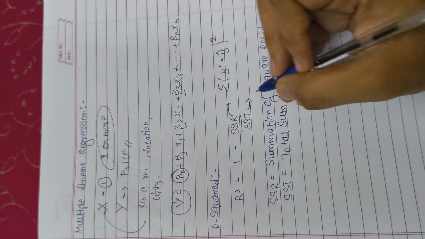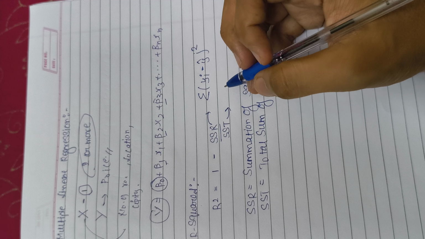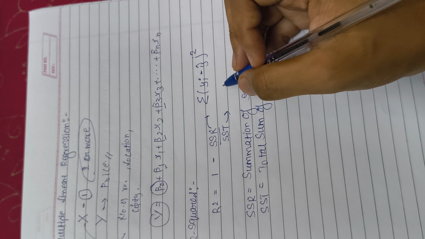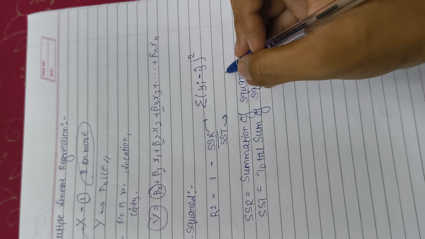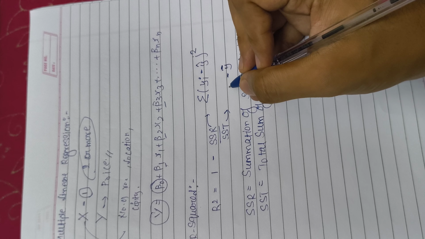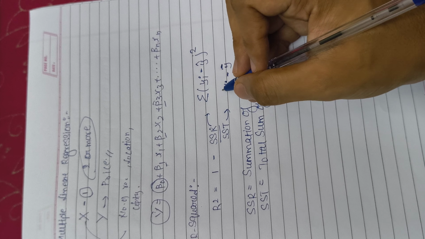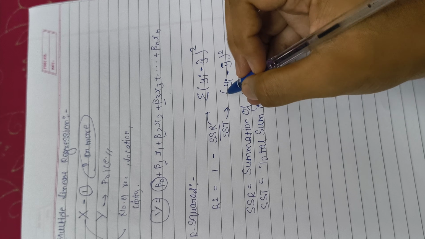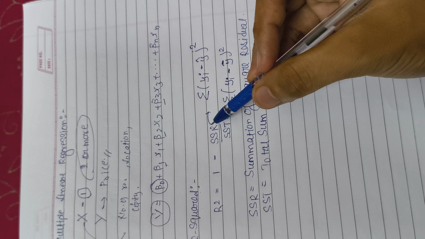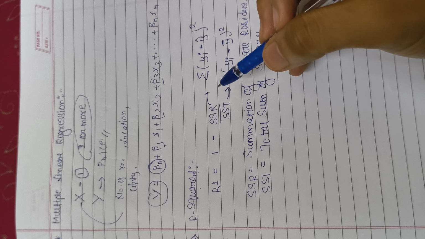Now let me tell you the formula for SST also. We will find the mean of the actual y values which are given to us, that will be y bar, minus each value of y, the true value. Then we will just square it and then we will do the summation. So this is the R square formula, and I have also told you the formula which is used here.